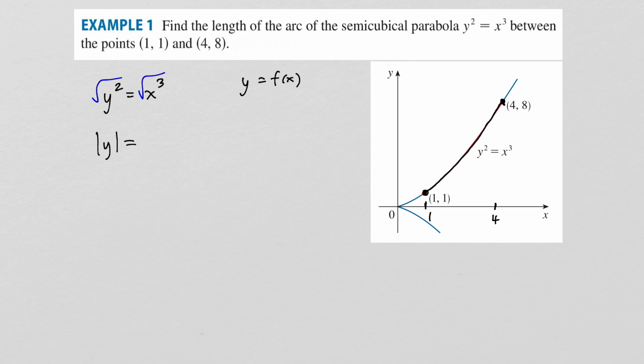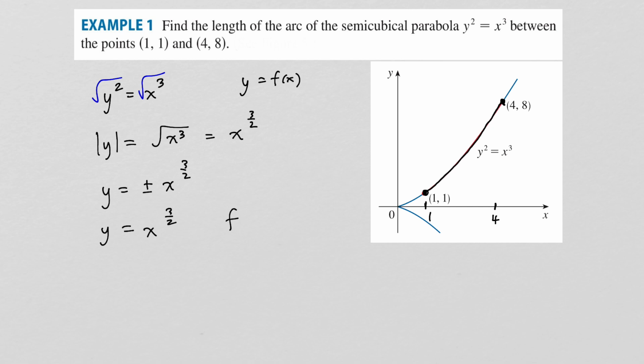When you do that, you get the absolute value of y is equal to the square root of x cubed, and you can write that as x to the 3/2 power. Then when you solve for y, you're going to get a plus or a minus in front of that function. Now, it makes sense that we have a positive and a negative. Again, the positive half is the half that's above the x-axis, and the negative half is the half that's below the x-axis. So for us, we are only focused in on the part that's above the x-axis.